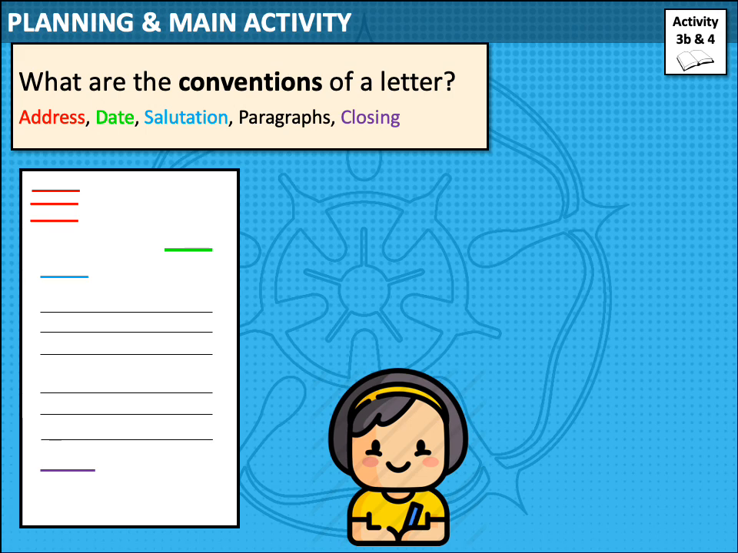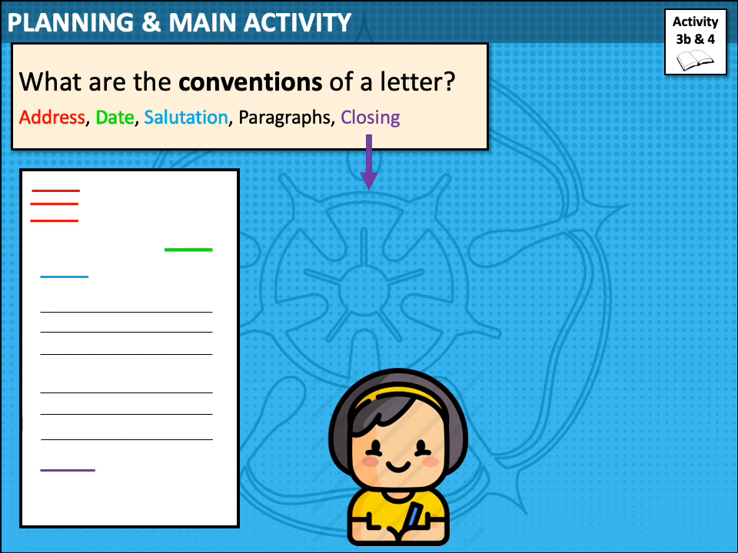Underneath that, you'll see a blue line, which is about the salutation. A salutation is a bit of a fancy way, really, of saying dear and then whoever you're addressing the letter to. The rest of it you can see are the paragraphs that will constitute your letter. And then the last line at the bottom, which is in purple, is the way that you close a letter.